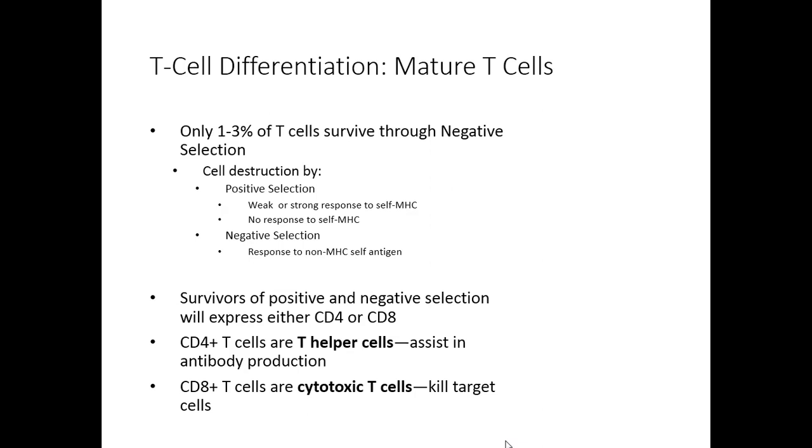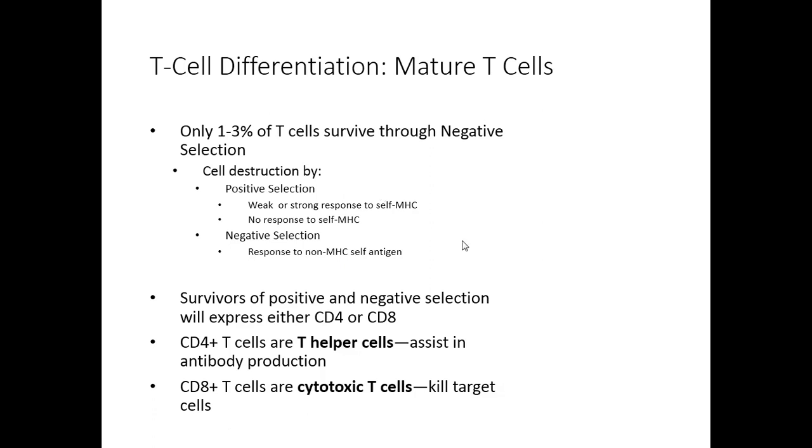Remarkably, only 1 to 3% of T cells that are produced will survive through negative selection. And just to recap, cell destruction by positive selection happens when there is either too weak or too strong of a response to self-MHC, or there's no response to self-MHC at all. Negative selection results in cell destruction when there's a response to non-MHC self-antigen.